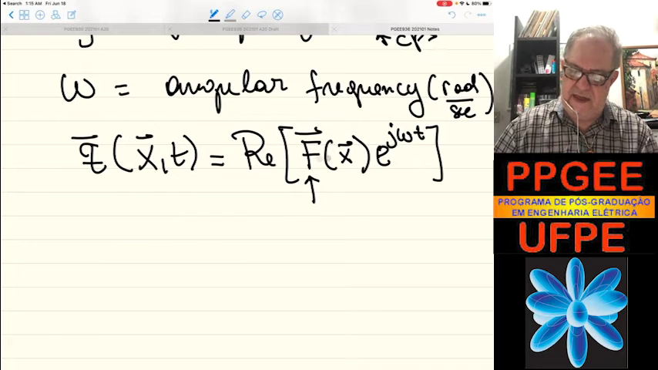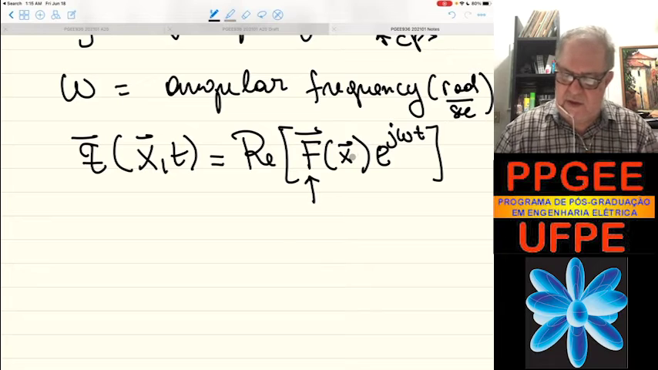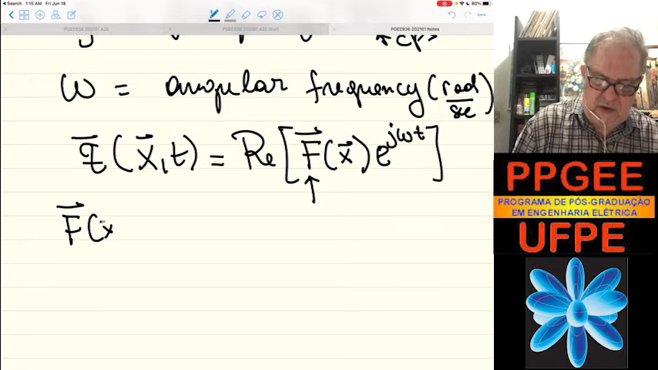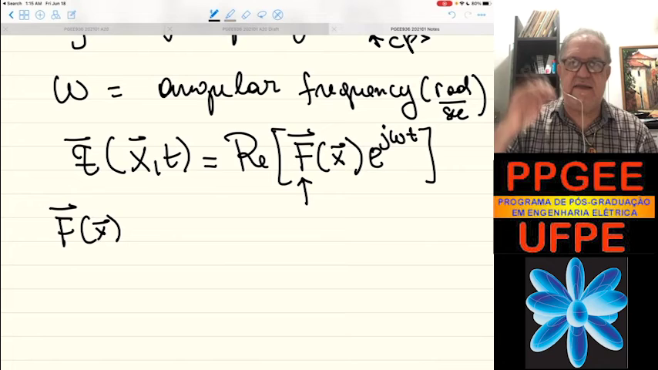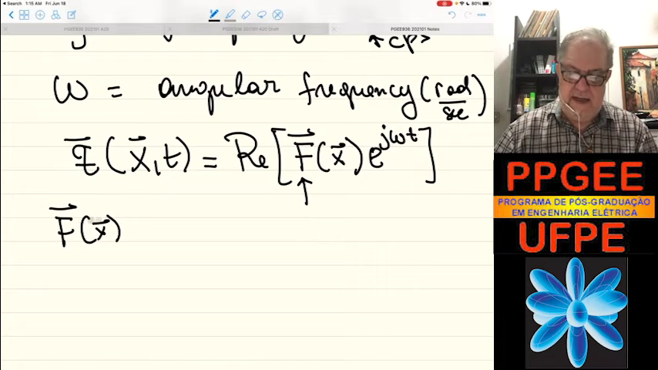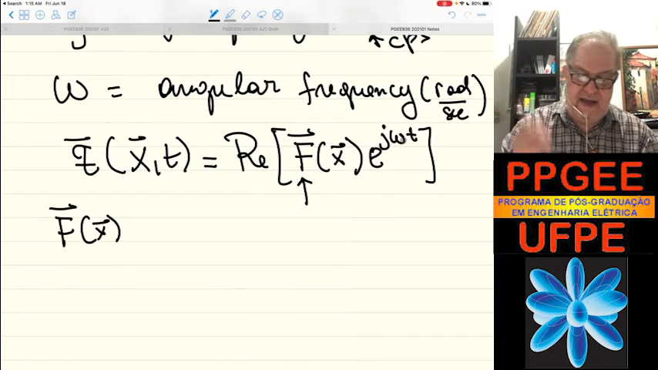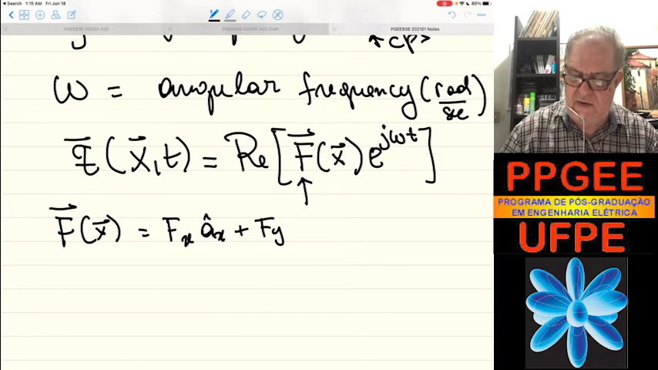So let's look into what this is. Well, F is a function of the coordinates only. So it's a block letter, like this one, straight F, right? It doesn't depend on time. It's exclusively dependent on x now. I know that dependent on time already. Okay, so F would be some Fx ax. These are our complex numbers now, Fy ay plus Fz az.